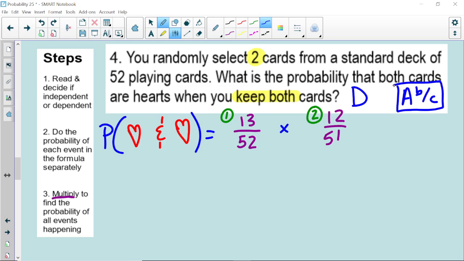All right, I'm seeing that most of us all got our answer. So what do we get as an answer? 1/17. What questions do we have on number 4?